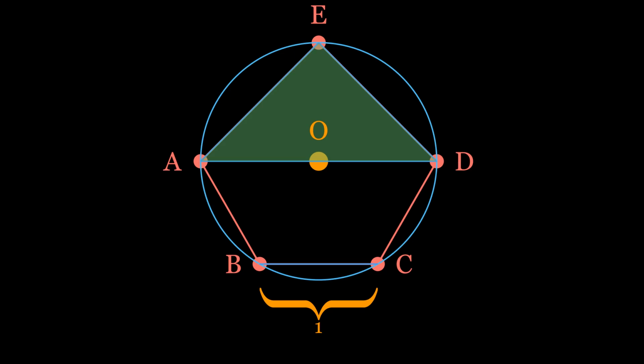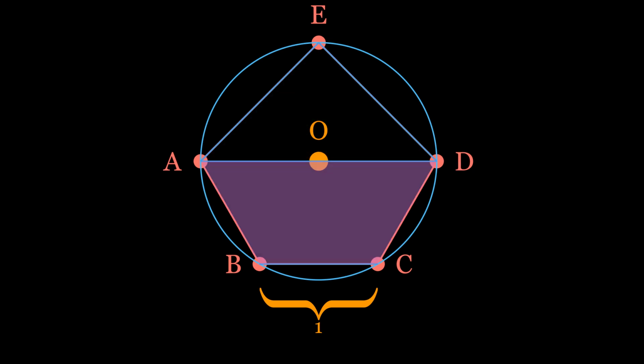Let's analyze triangle ADE first. The base AD is the diameter. Since radius is 1, diameter is 2. Since angle AED is inscribed in a semicircle, it must be a right angle. The height from E to base AD is the radius OE, which is 1.